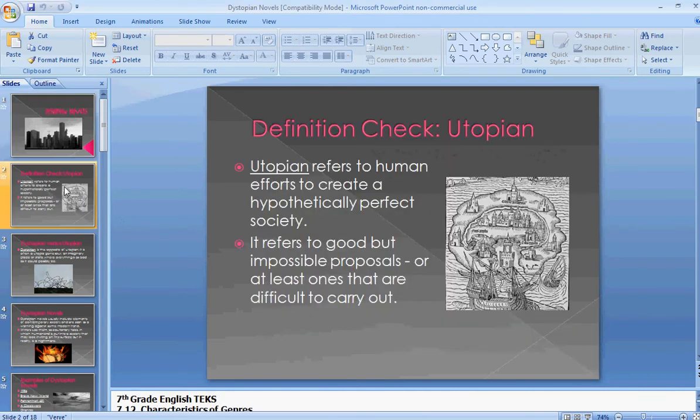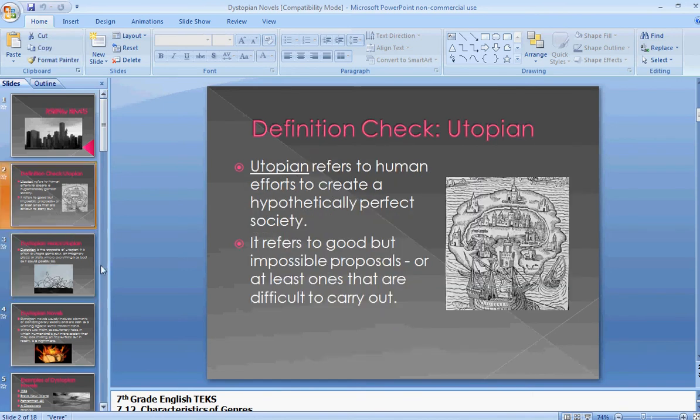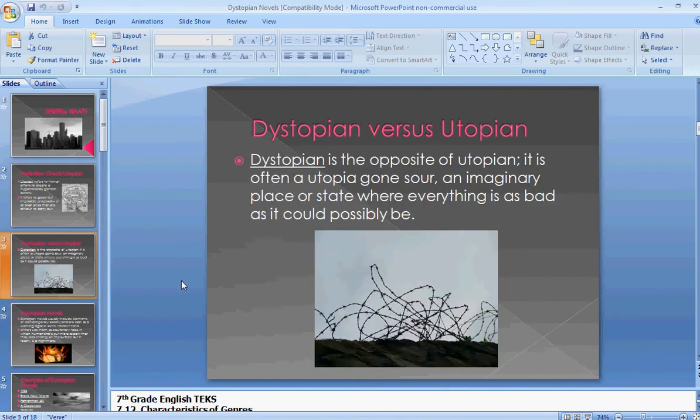We get a definition check here. To understand dystopia, you have to understand utopia as well, which is the opposite. So utopia refers to a human effort to create a perfect society, refers to good but impossible or probably impossible proposals, or at least ones that would be very difficult to carry out. So utopia is a perfect world, and then dystopia, of course, is the opposite of utopia.